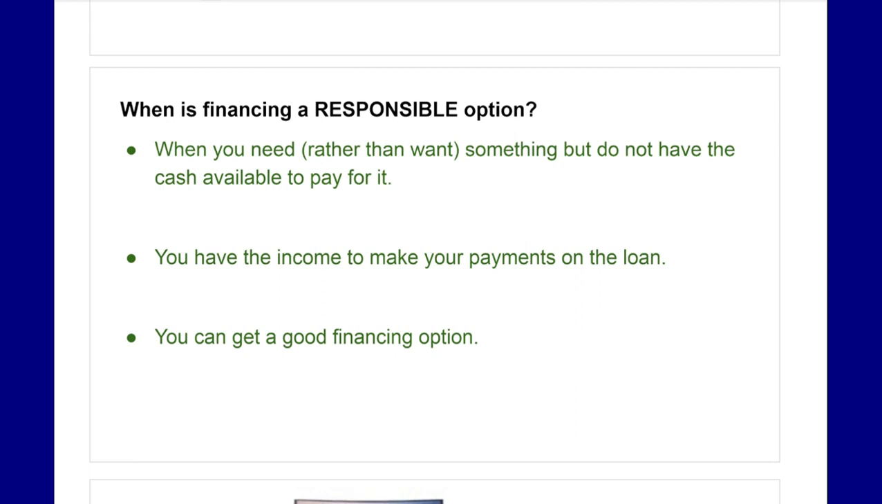If you have the income to make your payments on the loan, so when you go through and you finance, you would be told what the monthly payment, the weekly, or the yearly payment, whatever it happens to be, is. If you have the income to make it work over time, because you can afford that small amount every month, every week, whatever the case may be, it could be a good option. If you get a good financing option, so if you find places where the rates are good, a lot of car dealerships usually have days where the interest rates are really low, or the first payments are on them, things like that. If those options are good, then it might be a good idea to finance.